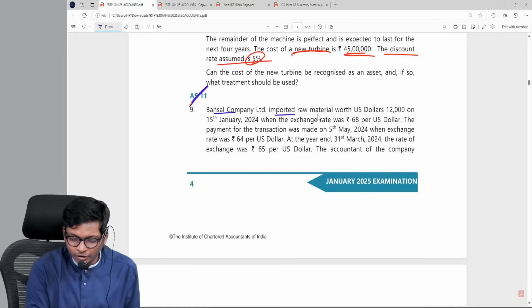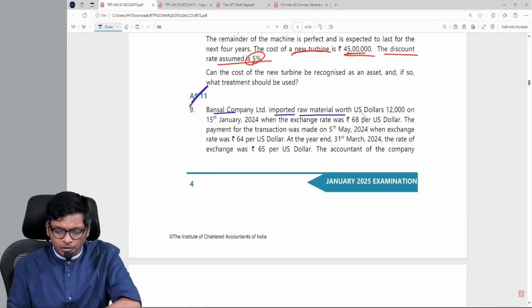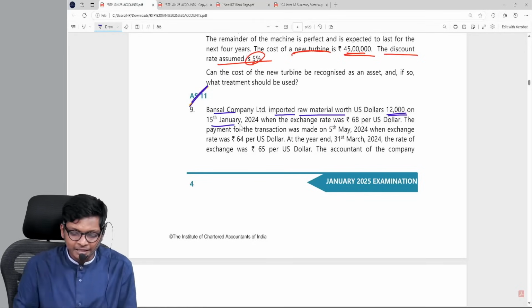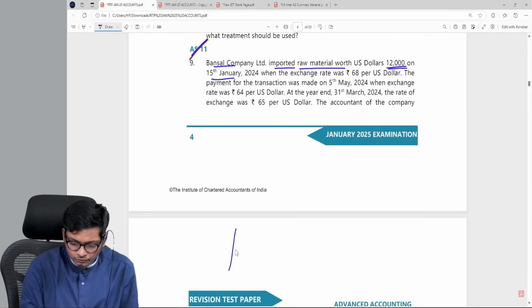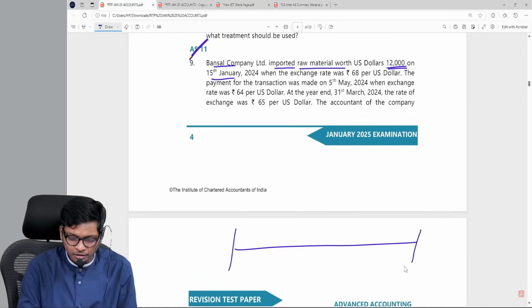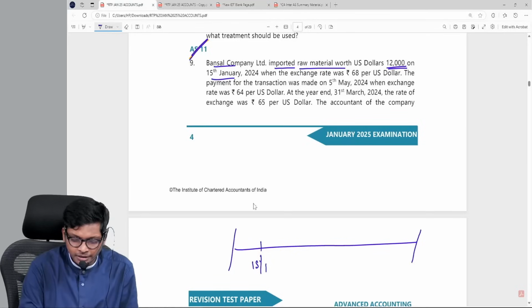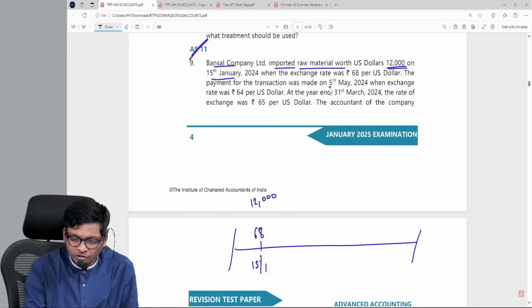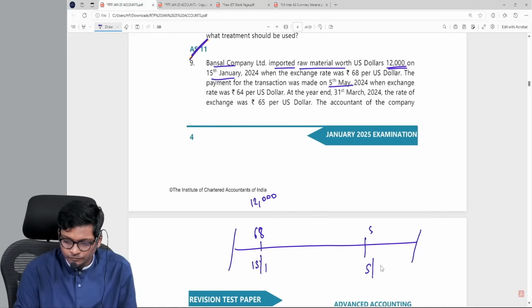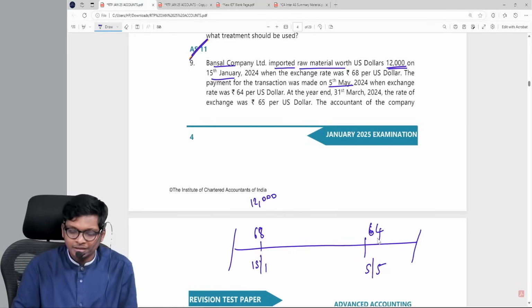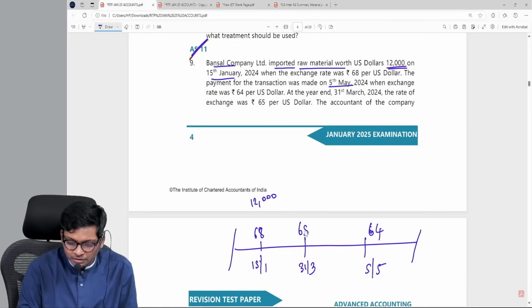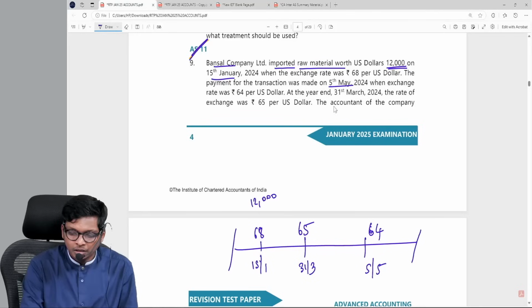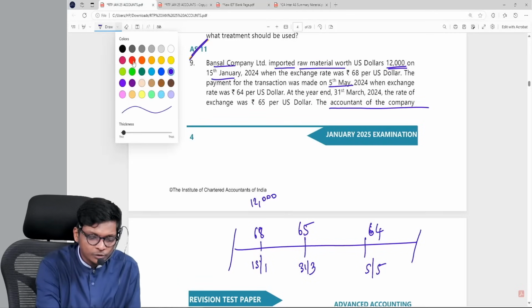Bansal company imported new raw material worth 12,000 on 15th Jan. So let me prepare a timeline here. 15th Jan they purchased for 12,000 when the dollar rate was 68. Later, the payment was made on 5th of May when dollar rate was 64. And 31st March, the dollar rate was 65. How should I do the accounting before I read the question for this?